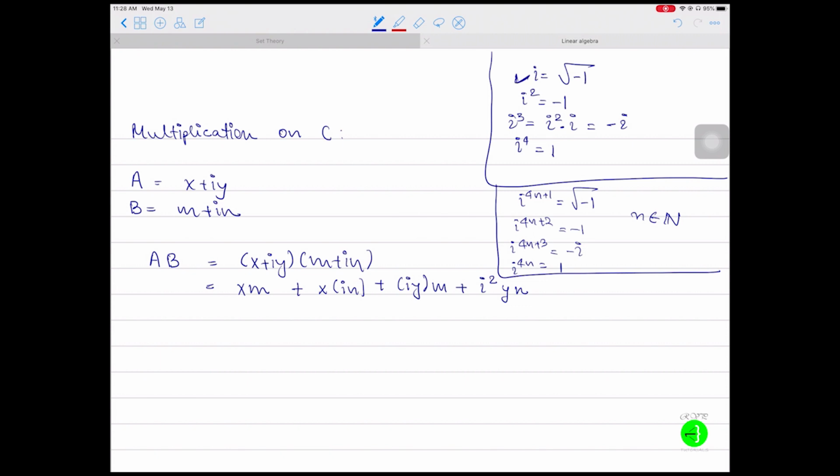So now here, let's combine the real parts. We have a real part xm. Looking at this term, it would become negative yn. So we write negative yn. These are all the real terms we got. And then plus, let's look at the imaginary terms. We have iota times (xn plus ym). And we know that x, y, m, n all belong to the set of real numbers. So this is how multiplication is defined on the set of complex numbers.